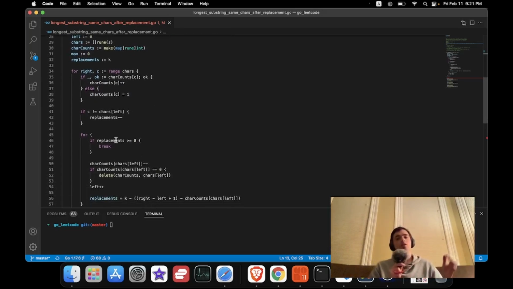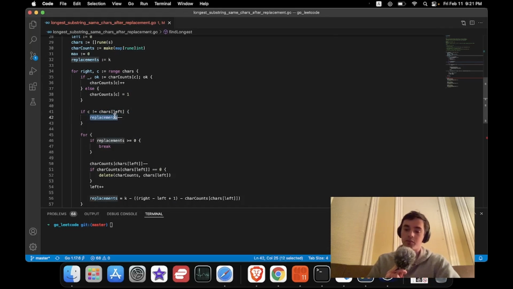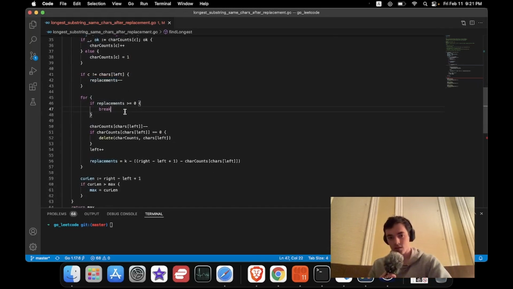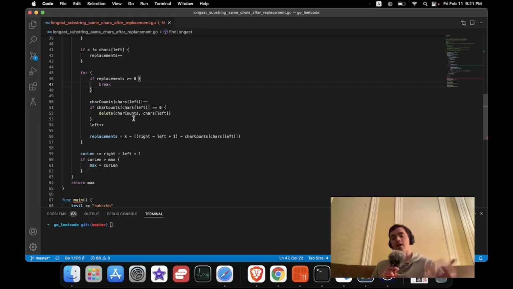And then at each iteration, I want to be checking if I'm using a replacement or not, if I need to replace the current letter. I need to replace the current letter if the right side character, the one that I'm introducing on the right side of the sliding window, does not equal the one that's on the left side. So if they're not equal, reduce replacements by 1. And so basically, I can keep adding characters on the right side even if I have 0 replacements left, as long as those characters are the same as the one that's on the very left side of the sliding window.